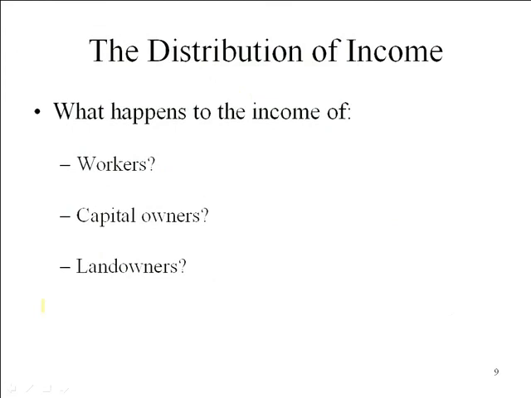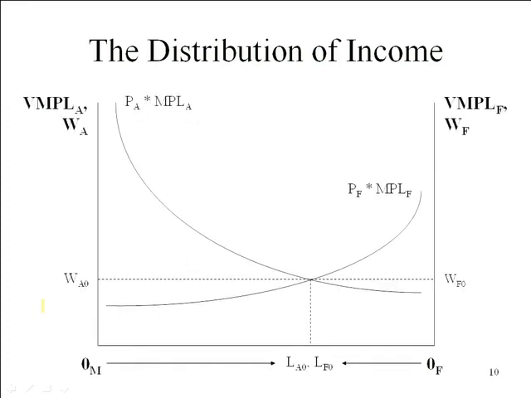Well, now we've got three factors of production, both a mobile factor and two specific factors. So we also need to think about, for both the U.S. and Japan, who's better off, who's worse off? Is anybody worse off? We need to think about workers, we need to think about capital owners, and we need to think about the landowners. So in order to think about the mobile factor, the workers, let's make this the U.S.